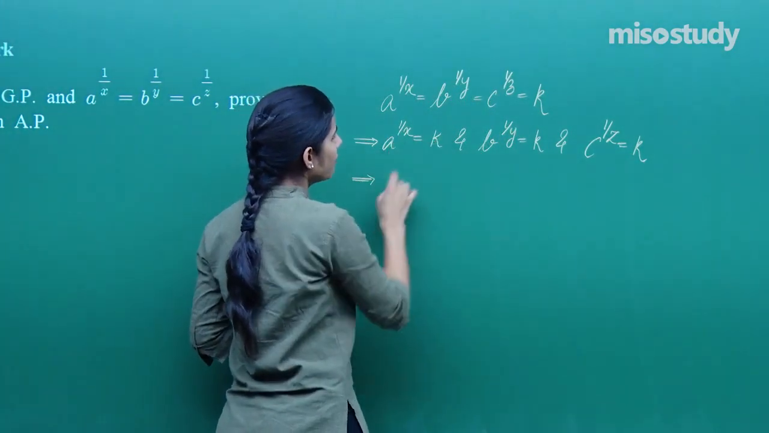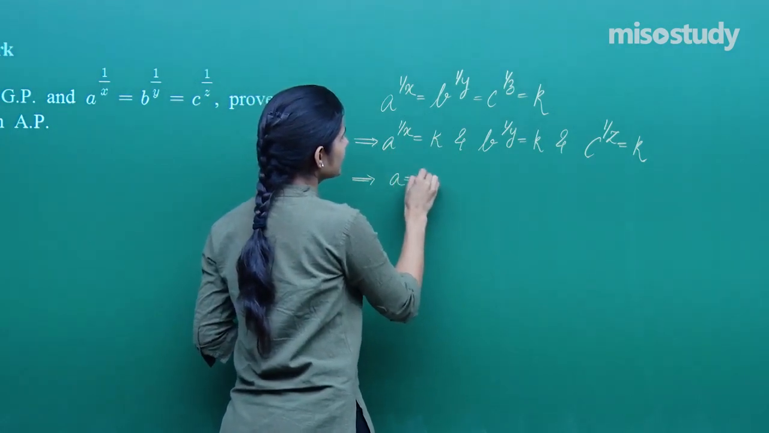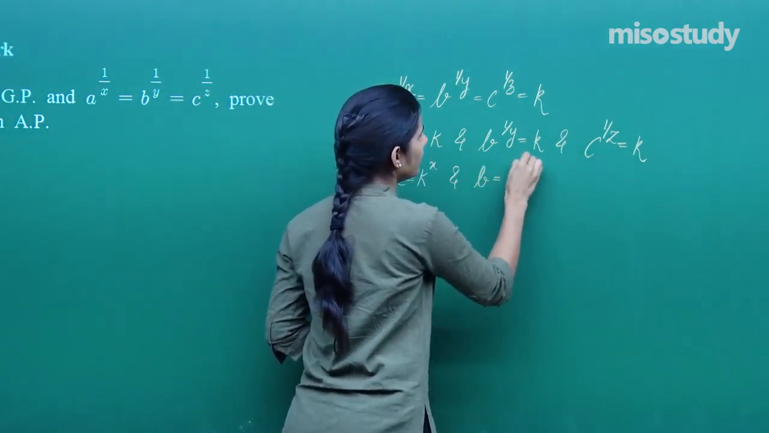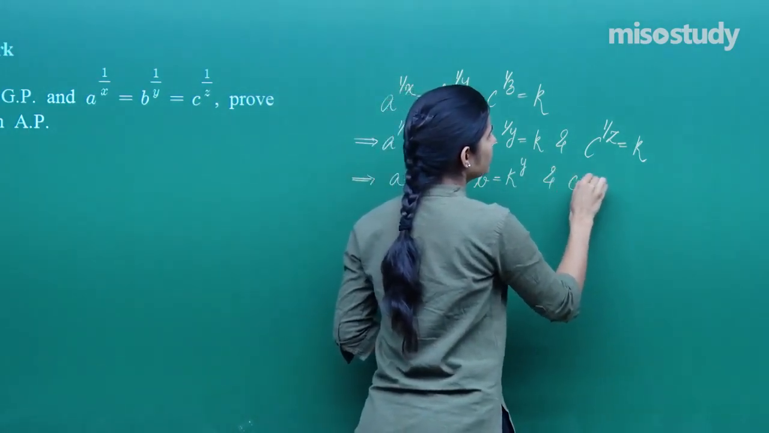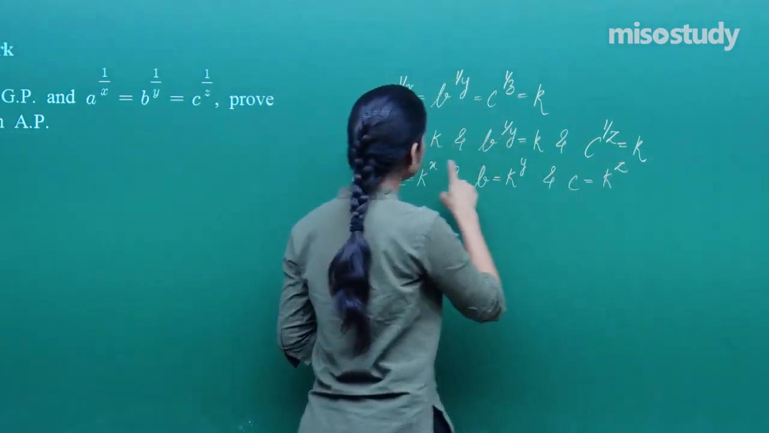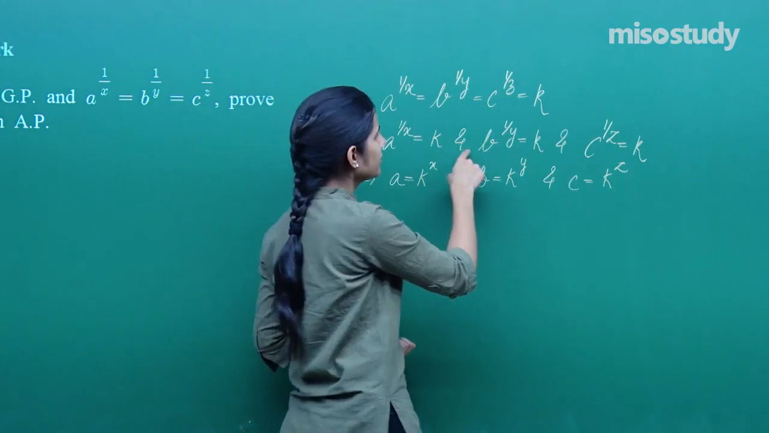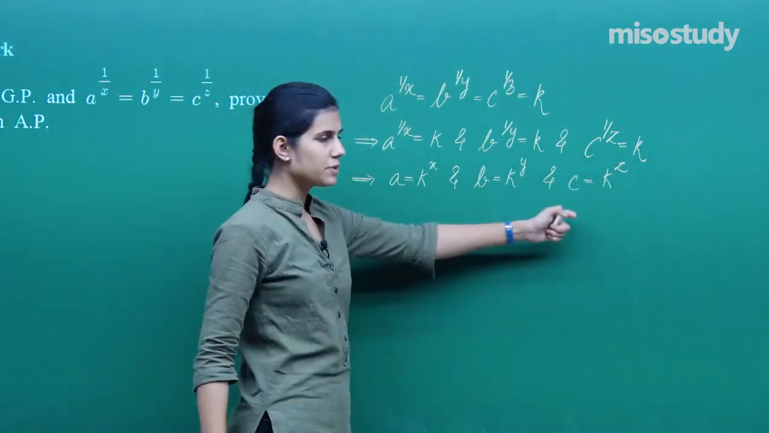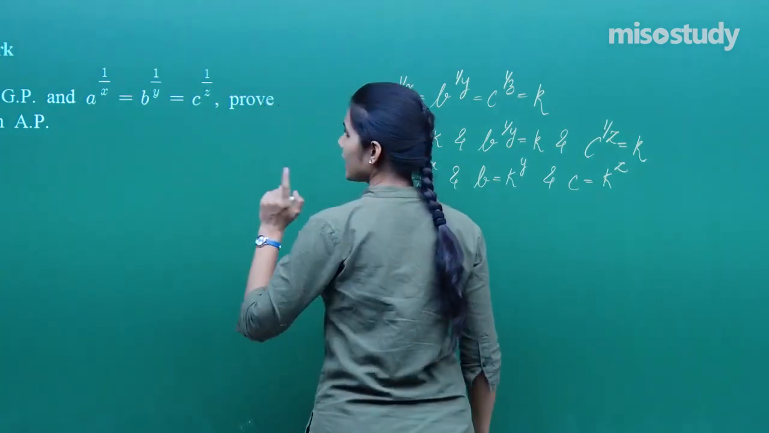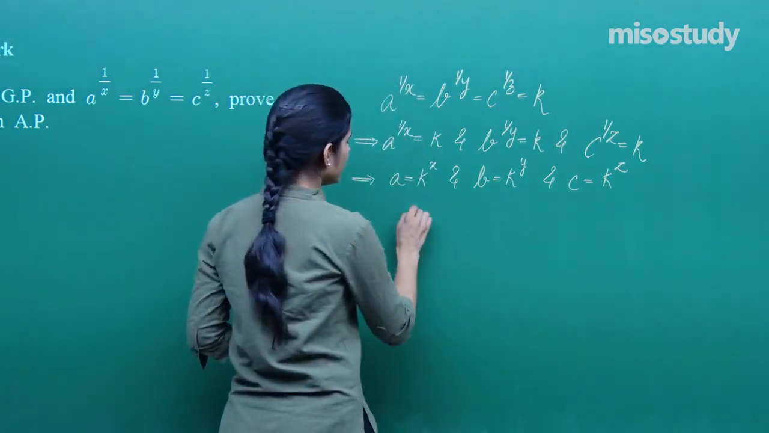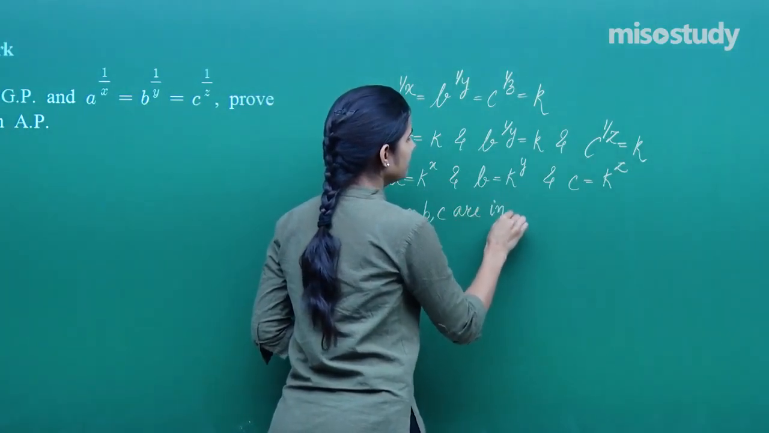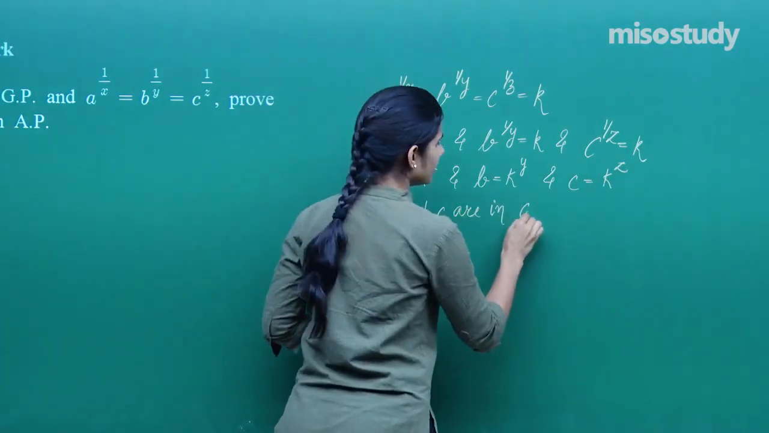If you take x power both sides, you get a equals k to the power x, b equals k to the power y, c equals k to the power z. Here I have taken x power both sides, here y power both sides, here z power both sides. Now I am given a, b, c are in GP.